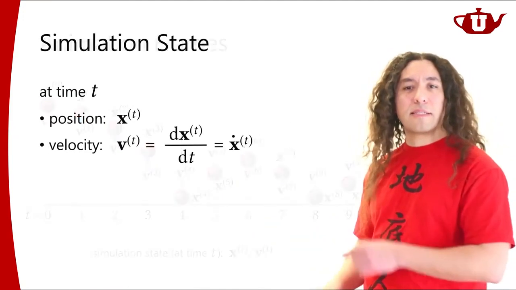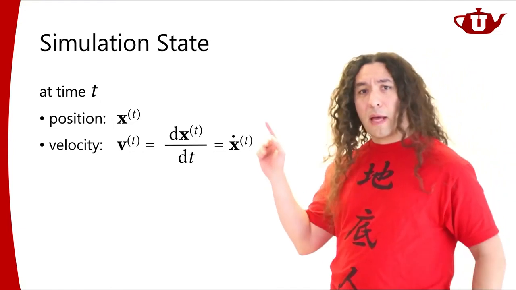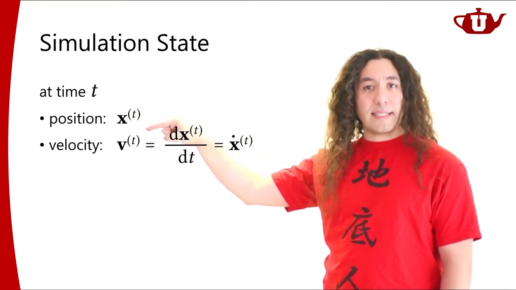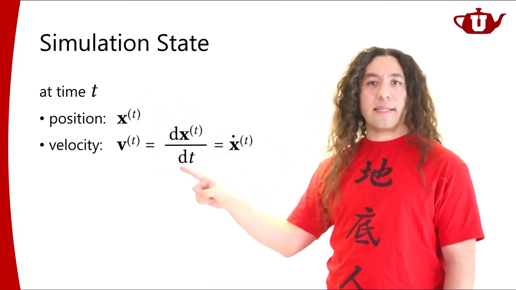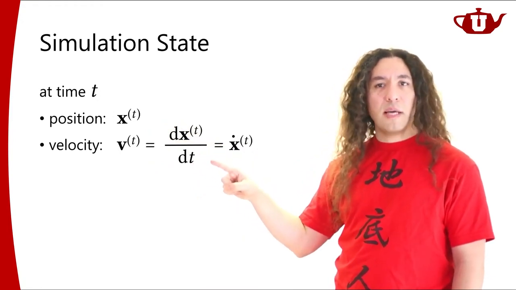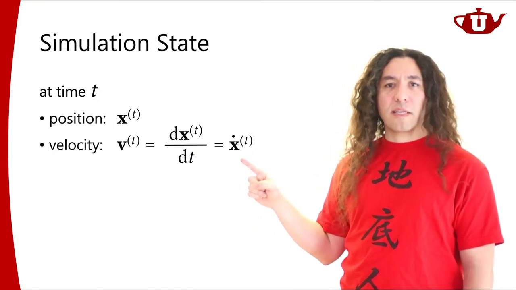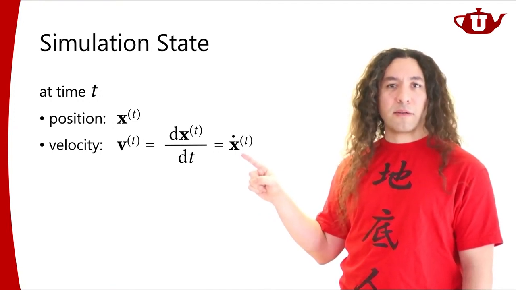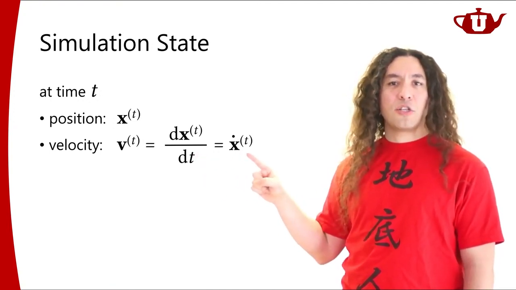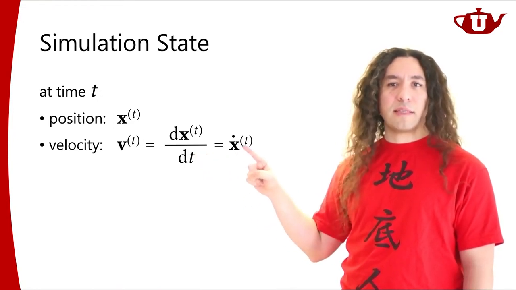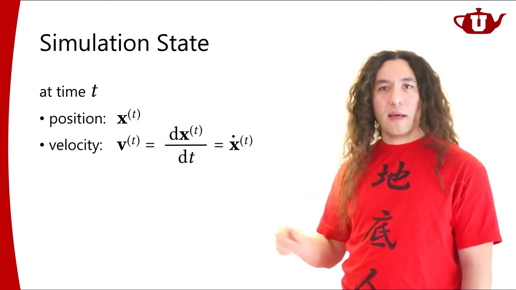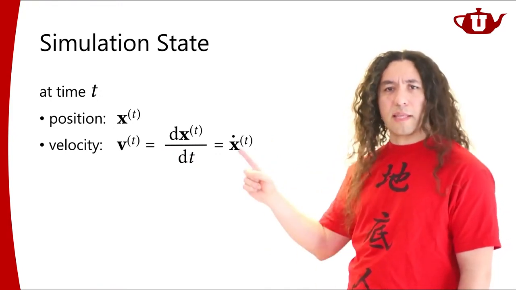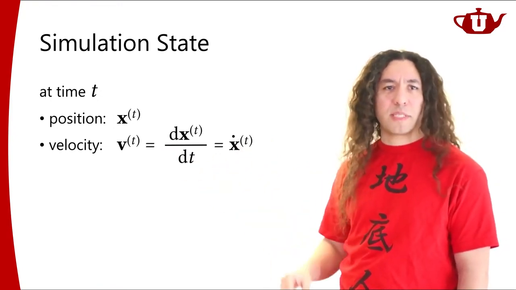Let's take a look at this simulation state a little bit more. At any time, I have the position and I also have the velocity at that time. Obviously the velocity is the time derivative of the position. This is a notation that's used in physics sometimes: x dot means the time derivative of x. It's just a shorter way of writing this derivative. So the time derivative of x is the velocity. I am showing you this notation because it's going to come up later on when we're talking about other stuff, but it's a very simple concept.